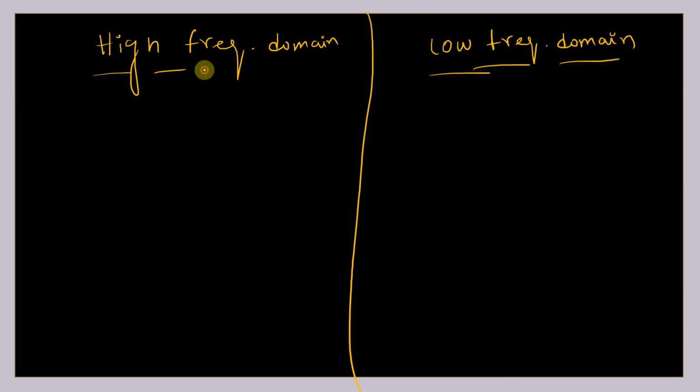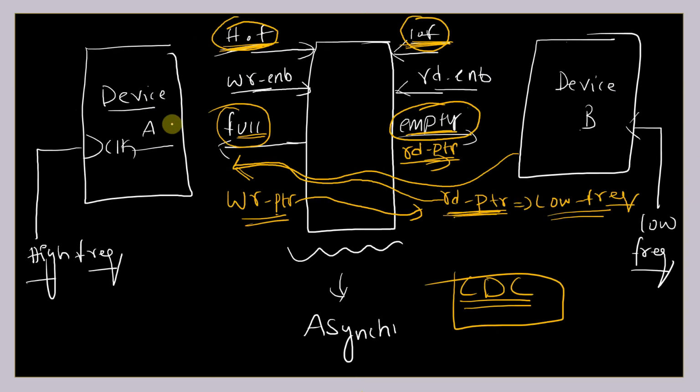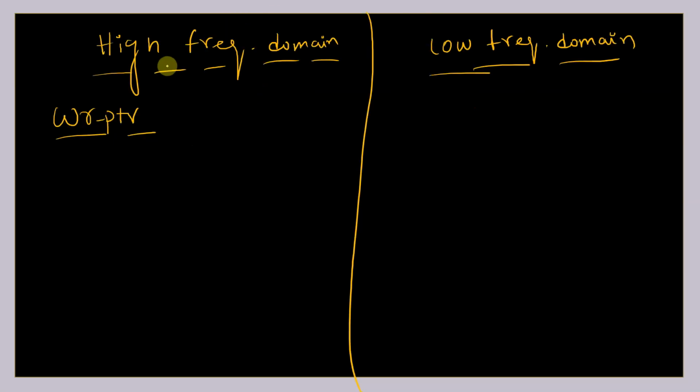So write pointer is basically implemented with respect to high frequency domain. Why is write pointer implemented in the high frequency domain? Because user A or the device A is providing write enable with respect to this high frequency clock. So when you're providing this write enable, obviously write pointer is going to increment, right? So in the high frequency domain, if the user is providing write enable, then obviously this write pointer is going to increment. So that's the reason write pointer is being incremented in the high frequency domain.